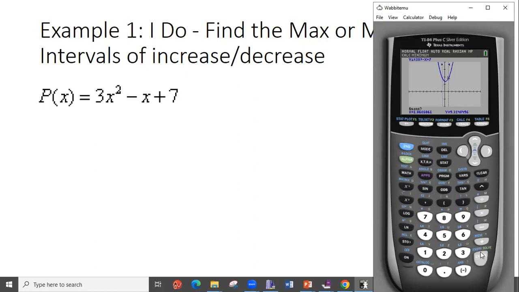Press enter. And he's like, so you want me to find the answer in between here? And I'm like, yes, I do. All right. So then he's going to guess for me. And he says, ta-da, here's your minimum.